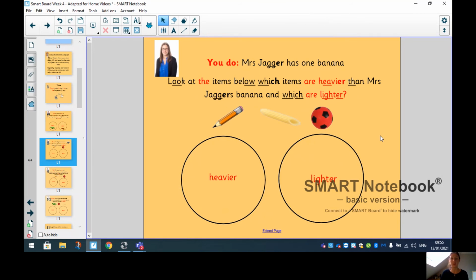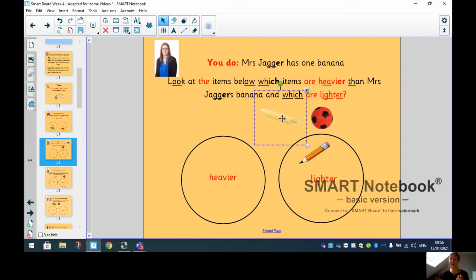Okay, so we need to decide. Let me have a look. I've got my banana right here. Oh, it does weigh quite a bit. So if I was to get my pencil, well, I've got a pen today, I think when I feel both items that the pen is lighter. So I'm going to put this in the lighter circle.